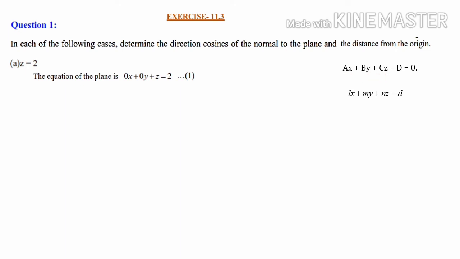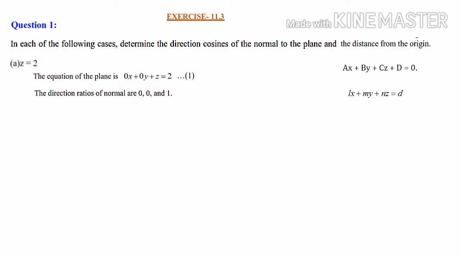While learning vectors chapter, we have learned if direction ratios are given to you, how to find out the direction cosines. It is quite simple. There what we have done is we have divided the vector by its magnitude. Then we will get the direction cosines. Here also somewhat similar only. First of all, we have to write the direction ratios of the normal, that is 0, 0 and 1.